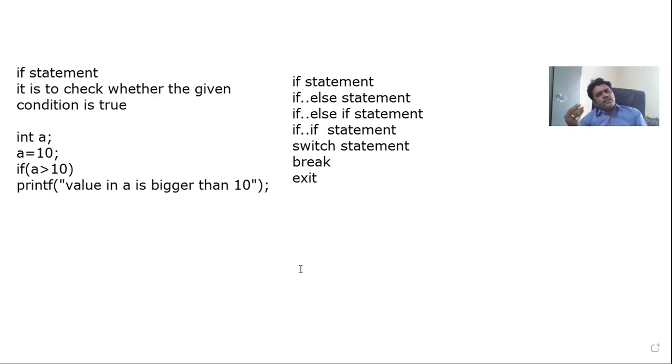So that means if a is greater than 10, then we'll get a message. If not 10, what do I have to do? I have to show something that I am writing as if else.